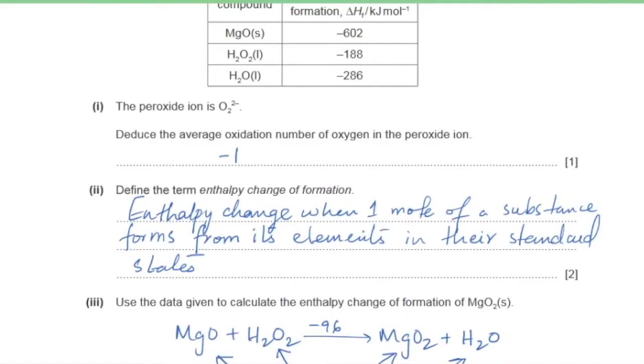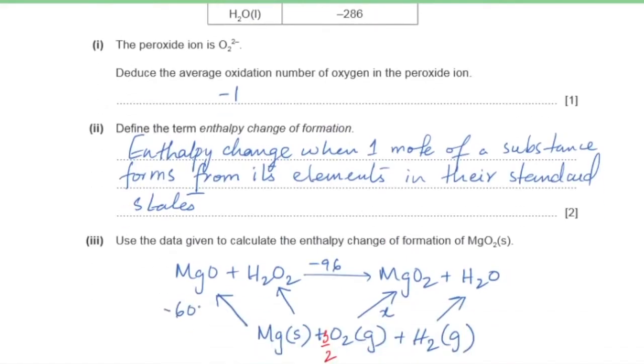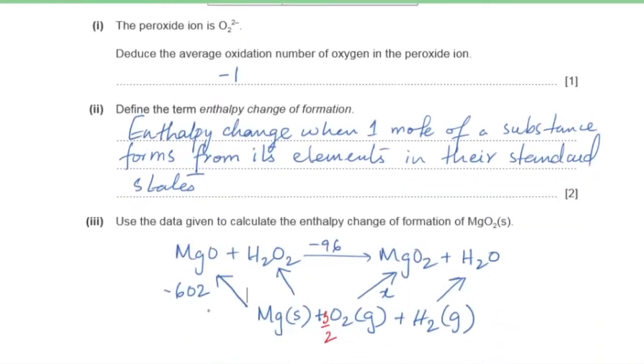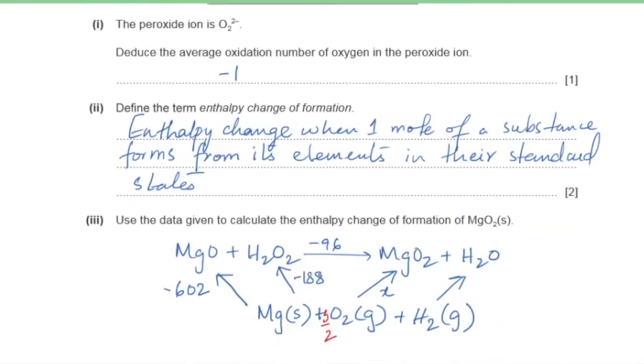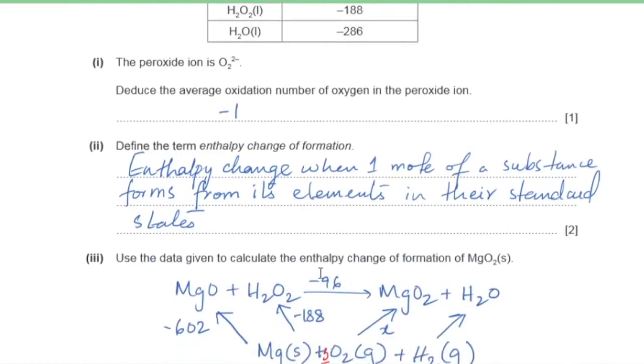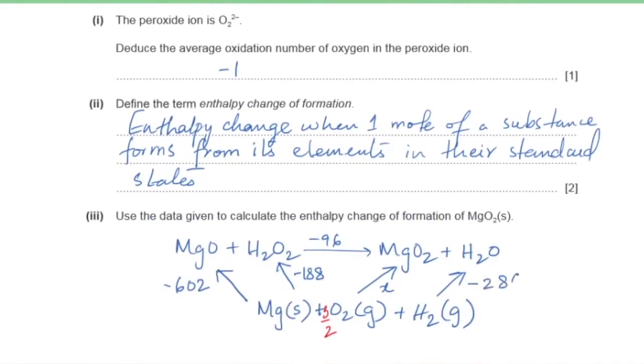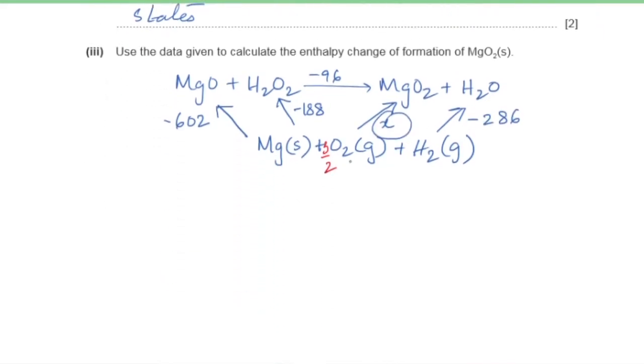So formation of MgO is negative 602 for 1 mole of MgO. For H2O2, it's negative 188. For the formation of 1 mole of H2O, it's negative 286. And we are to find this value. Our direct route of enthalpy is this one, while this is the indirect route. The direct route is reaching the substance right from their elements, and the indirect one is to convert these elements into first these two substances and then to the final product. So our direct route is x plus negative 286.